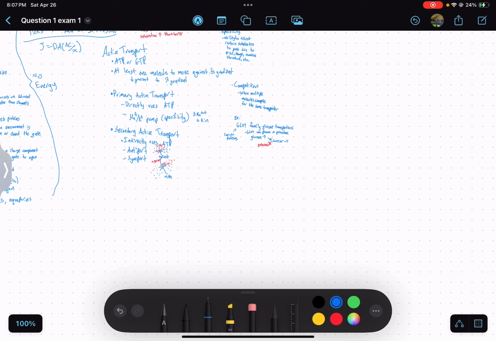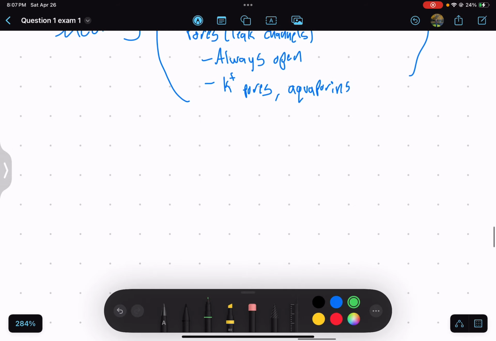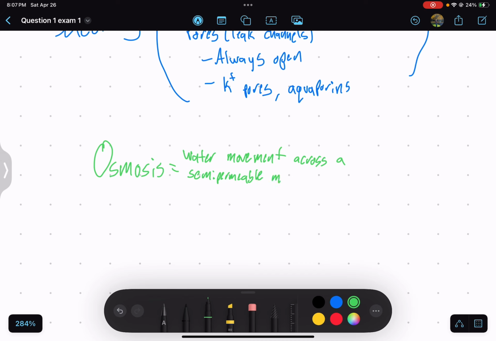Lastly, we're going to talk about osmosis, which is the water movement across a semi-permeable membrane from low to high solute concentration.